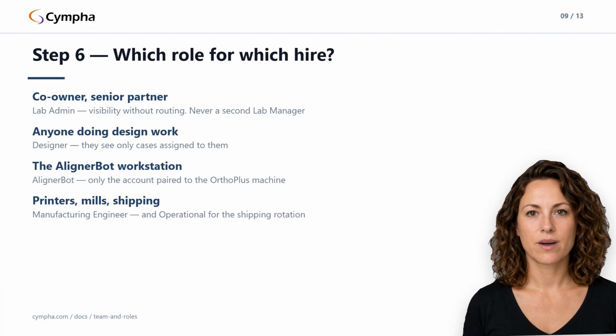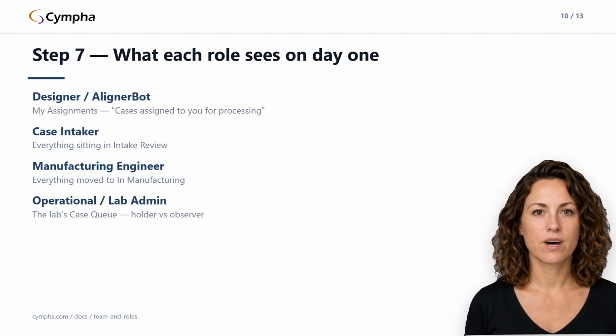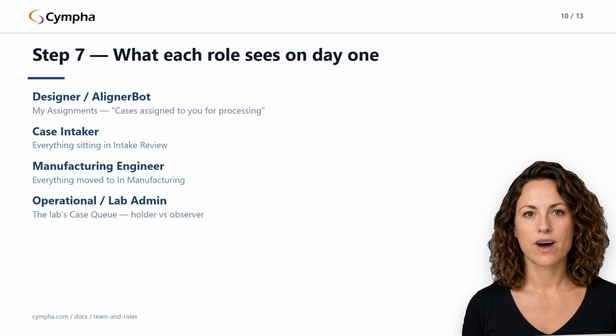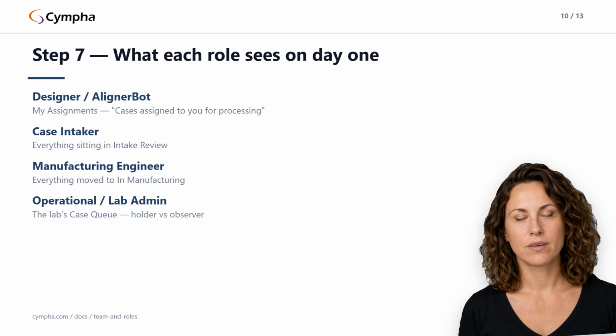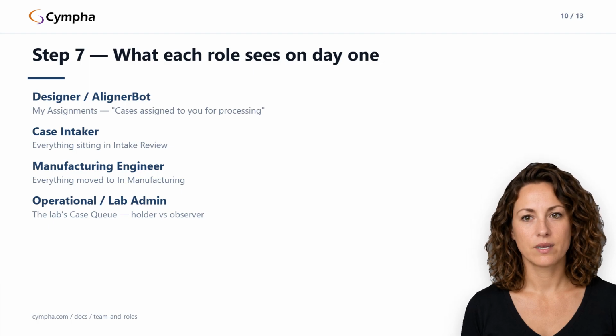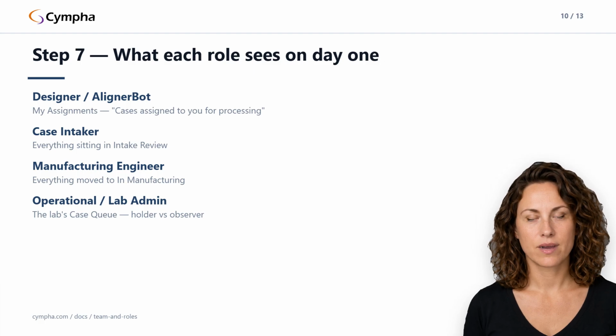One last rule that governs all of this: you cannot stack 2 roles on one account. So a new member is approved. What do they actually see when they sign in? Designers and the AlignerBot seat work from My Assignments, a page listing the cases assigned to them for processing, with a patient name search and a status filter. A case intaker sees what's routed to them, anything sitting in intake review. A manufacturing engineer sees the cases moved to in manufacturing. Operational members see the lab's case queue and hold shipping cases alongside you. A lab admin sees the same queue purely as an observer.